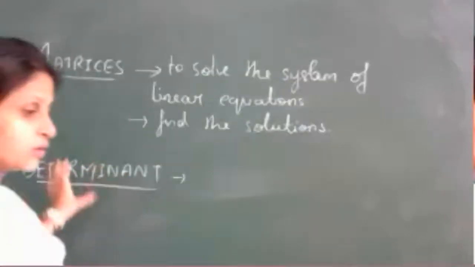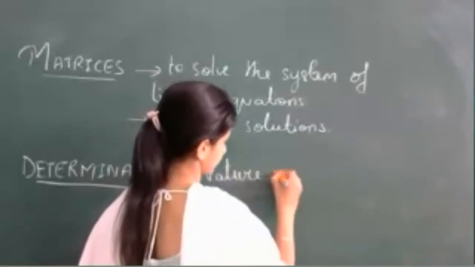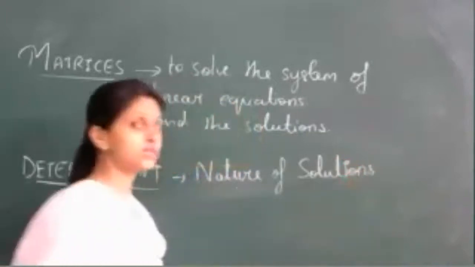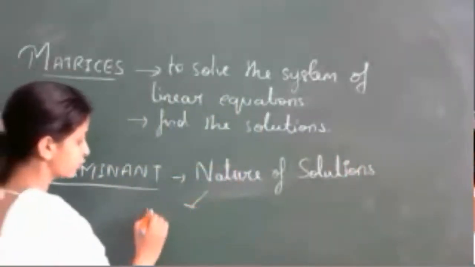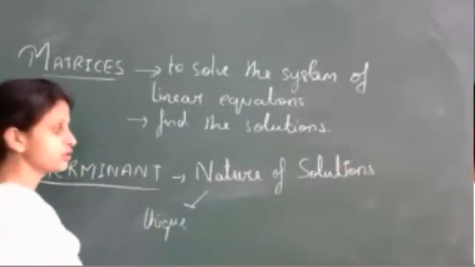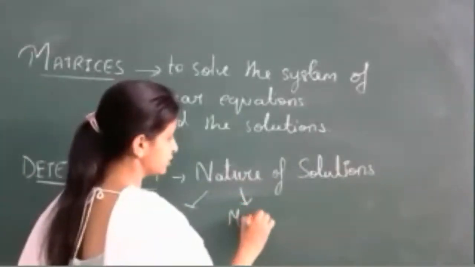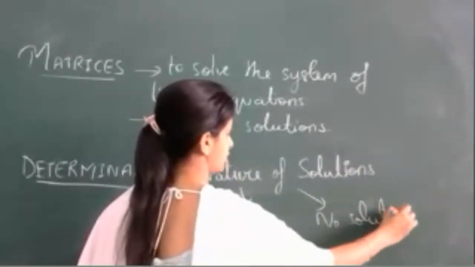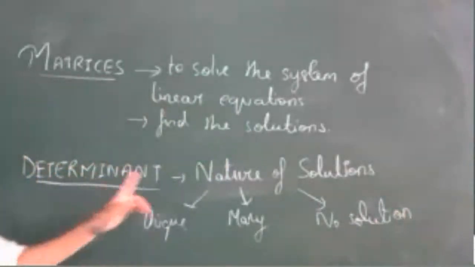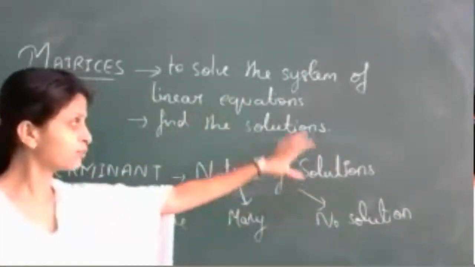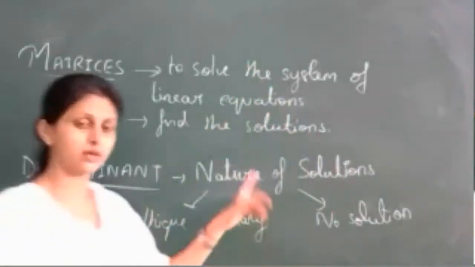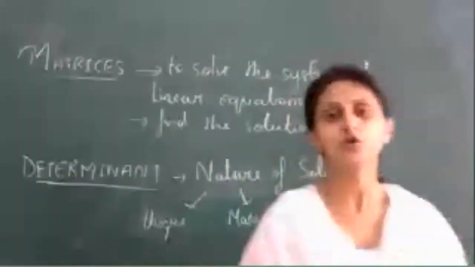This determinant will help us to know the nature of solutions. It means whether the system of equations has a unique solution, or infinitely many solutions, or no solution. So what does this determinant do, students? It helps us to know the nature of solution, what type of solution the system of linear equations will have. Whether it will have a unique solution, infinitely many solutions, or no solution.